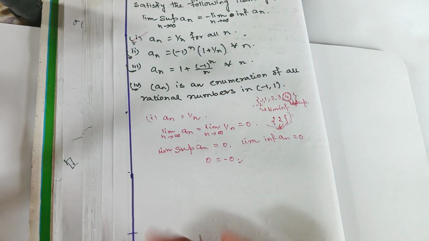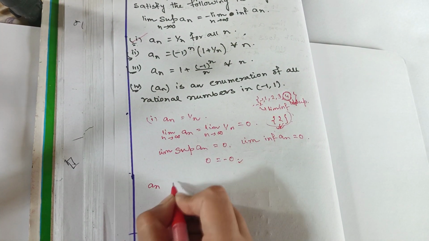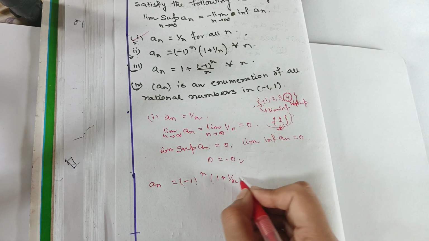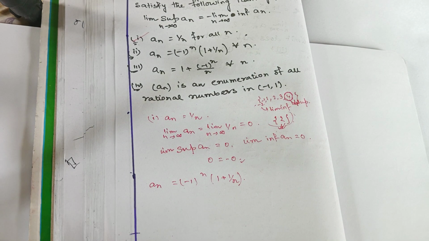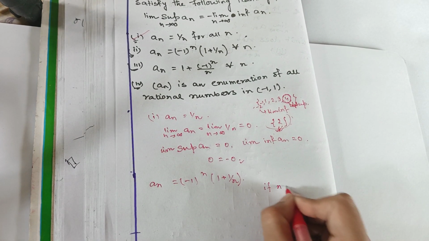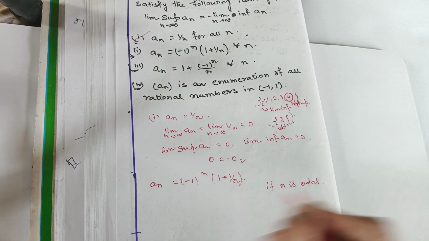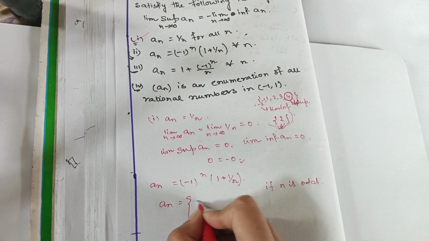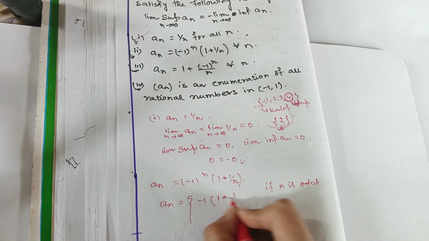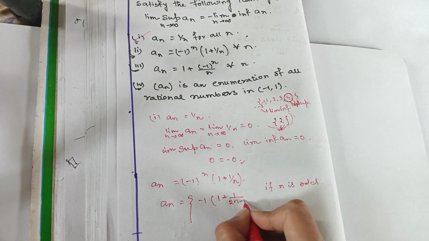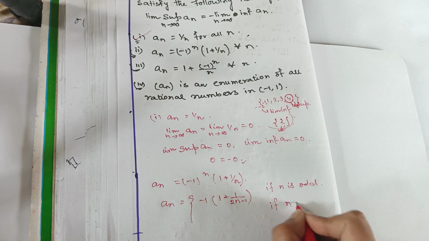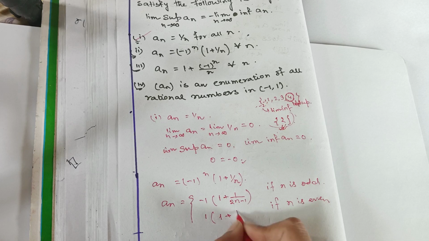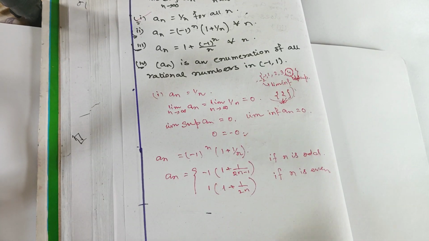Okay, for the second option, we have a_n equals minus 1 whole to the power n times 1 plus 1 by n. Now we can distribute into even and odd terms. If n is odd, we find the minus form. Here a_n equals minus 1 plus 1 by the odd index, that means 2n minus 1. If n is even, it is 1 plus 1 by 2n. Is it clear to everyone?